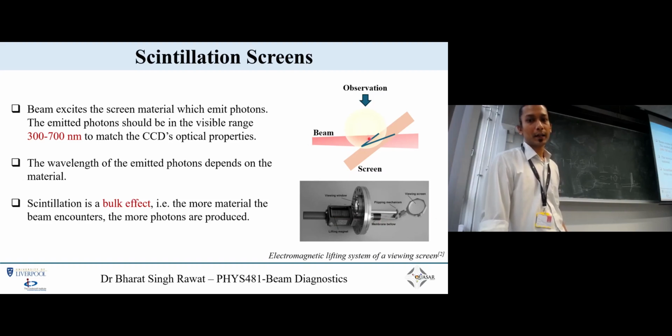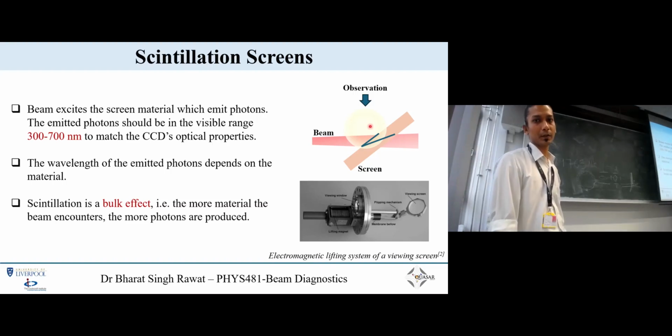And the light which is emitted depends on the type of material that you are using. The wavelength is also in the optical region, so 300 to 700 nm, which is the visible region. And the more material it interacts with, the more light is emitted. So these are the properties that a material should have.